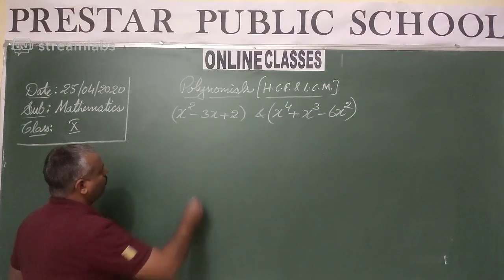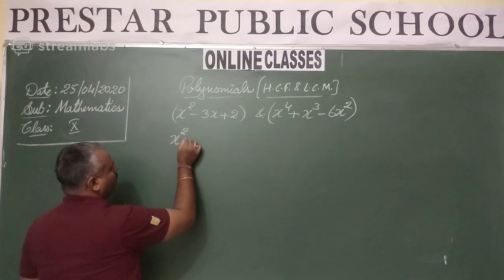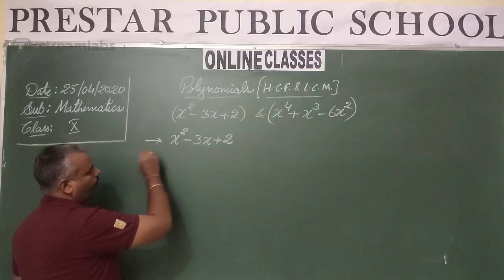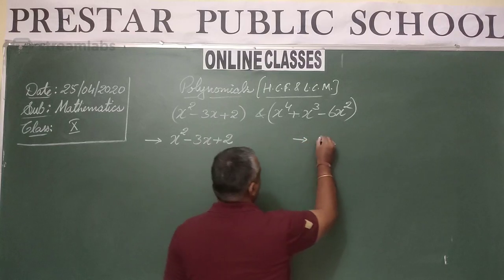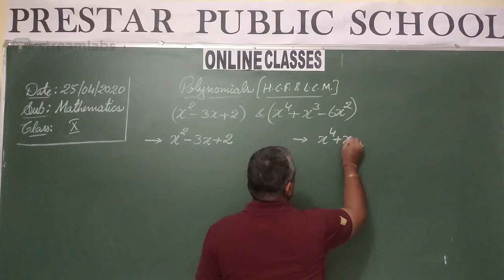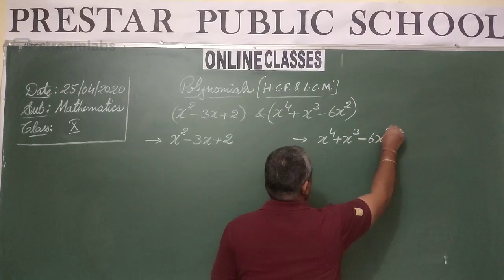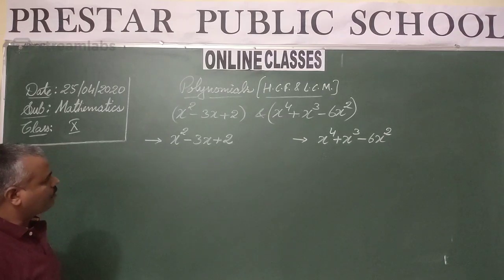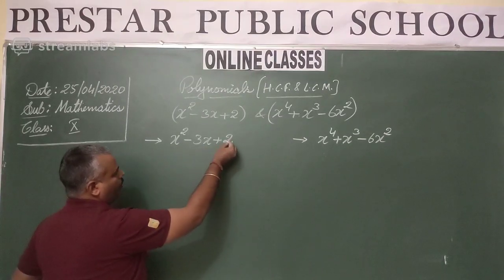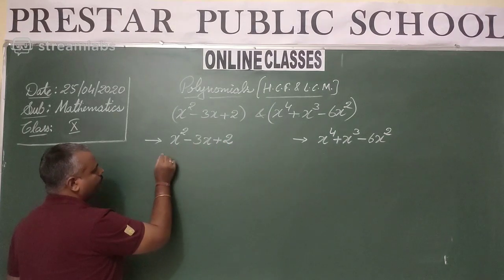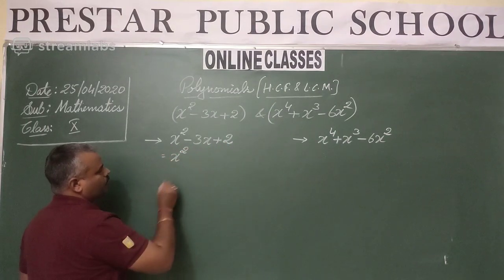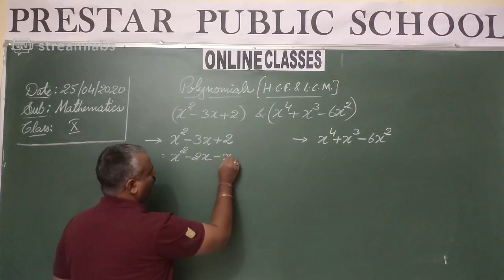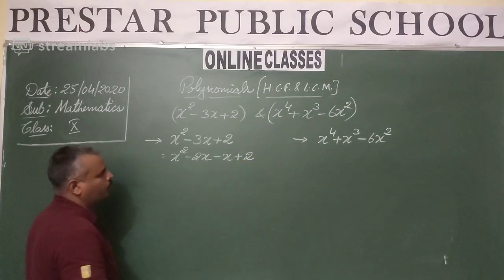So first of all, the first part of this is x squared minus 3x plus 2. We are going to factorize these two expressions which are given to us. Let us have the first expression, that is x squared minus 3x plus 2. In order to factorize it, you can split the middle term. So this is x squared, and in place of minus 3x, you will have minus 2x and minus x plus 2.